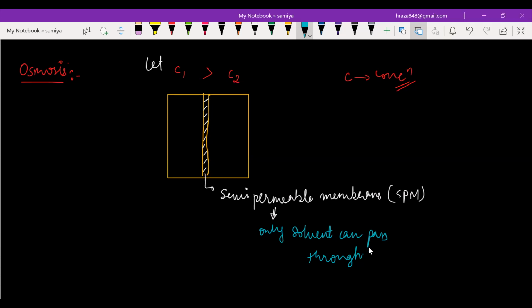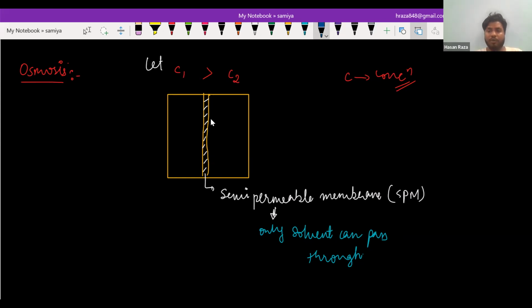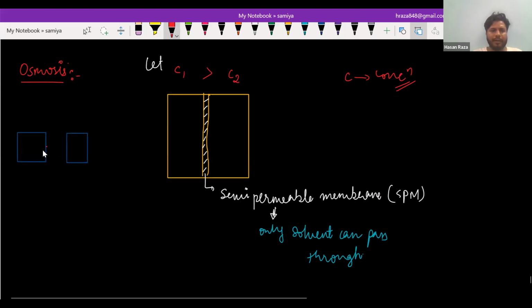So basically, from this membrane or from this boundary, only solvent can pass. So from which direction can solvent pass, left to right or right to left? Here we will understand: if there are two containers connected with a pipe, and here the water level is full and here there is no water, or you can say the water level is very low.